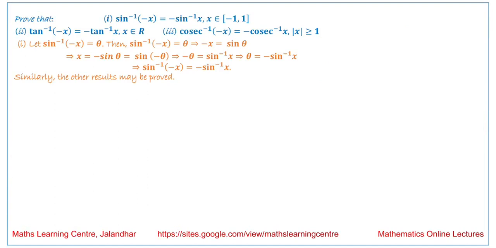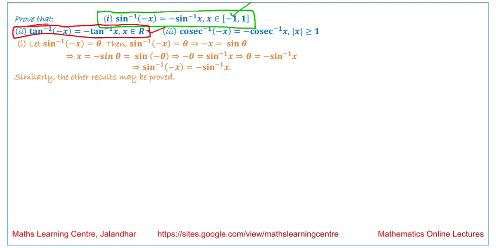Next results we have is, first is sine inverse of minus x is equal to minus sine inverse of x, x belongs to minus 1 to 1. Tan inverse of minus x is equal to minus tan inverse of x, x belongs to R, and cosecant inverse of minus x is equal to minus cosecant inverse of x when mod of x is greater than or equal to 1.